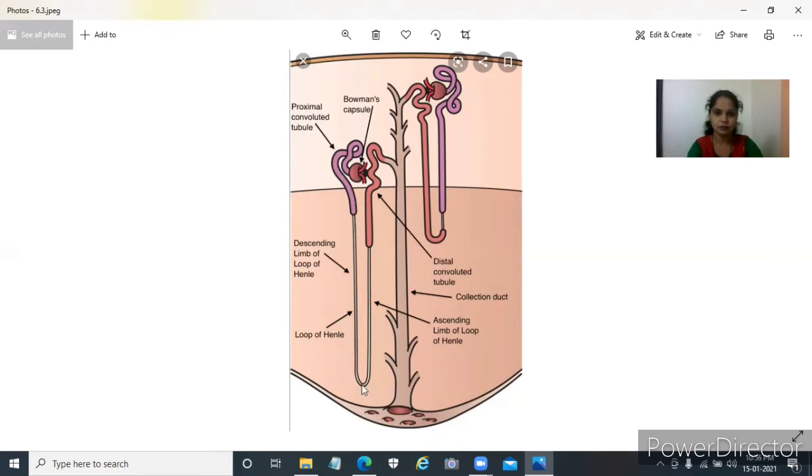Next is the loop of Henle. The loop of Henle has two parts: one is the descending limb and the second is the ascending limb of the loop of Henle. The next portion is the distal convoluted tubule, the second coiling portion, the DCT. The last part of the nephron is the collecting duct, the CT.